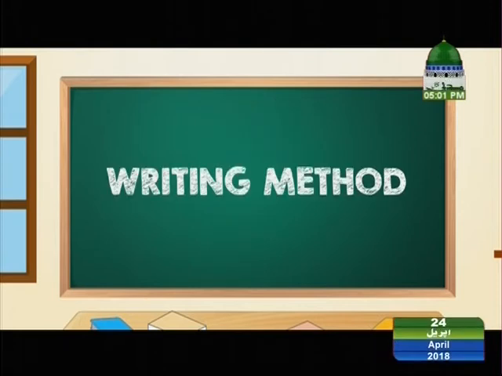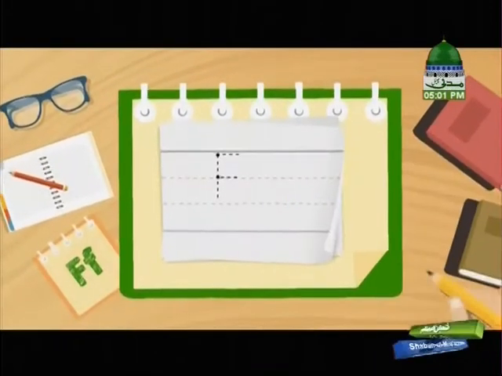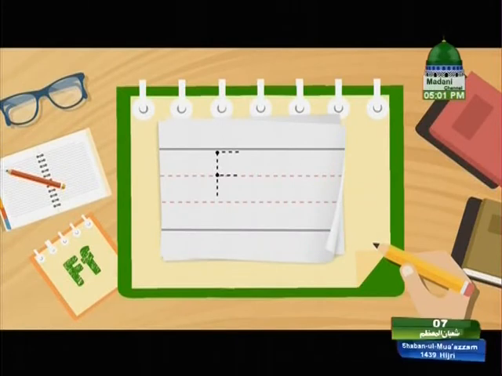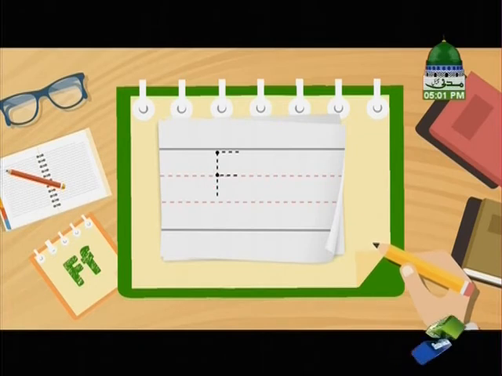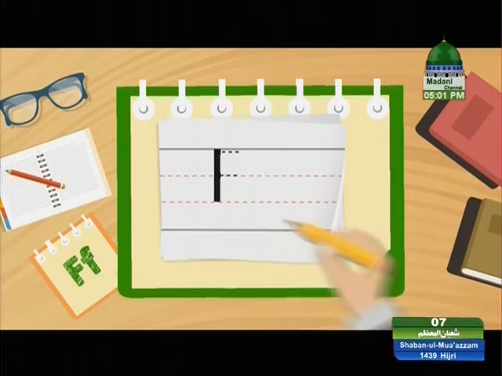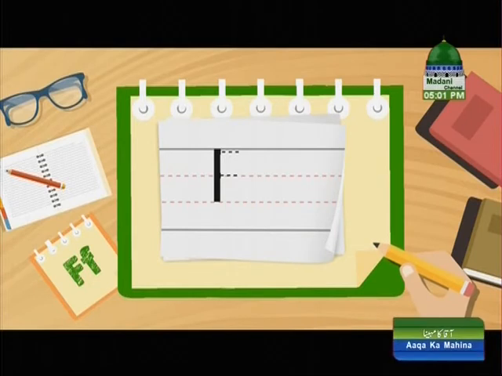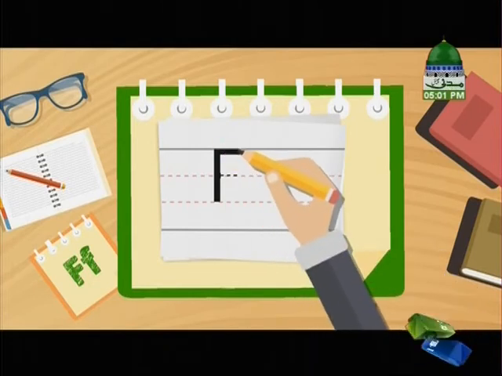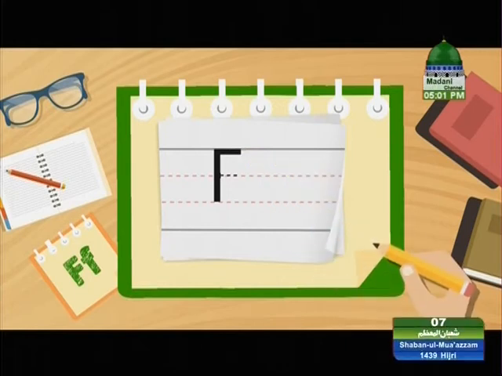How to write letter F? Capital F. Start from the top and draw standing line down. Go again to the top and draw one sleeping line to the right. Then go to the middle and make another line in the same way.